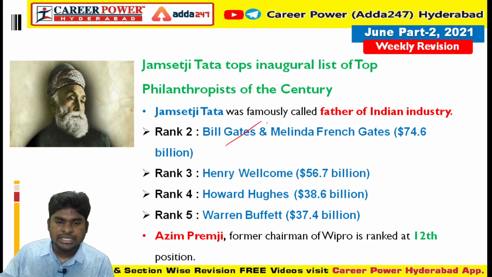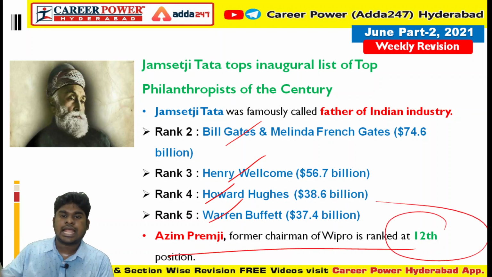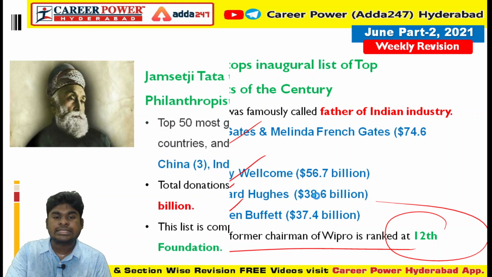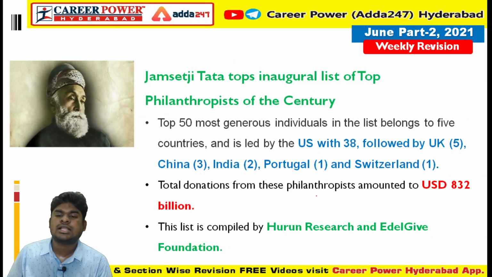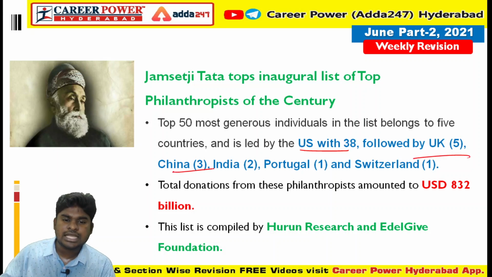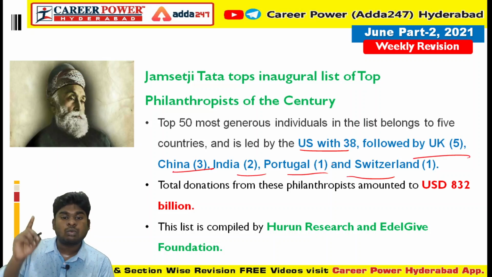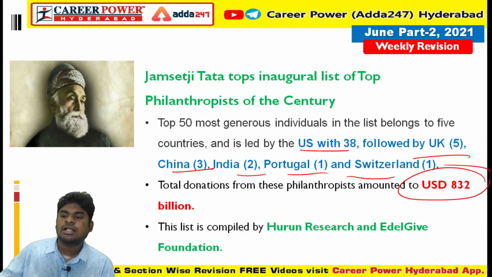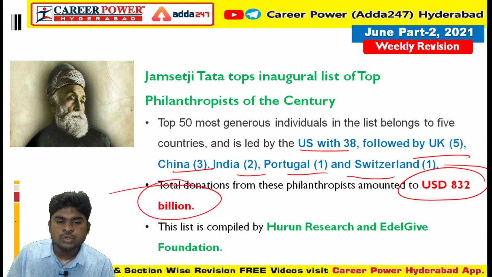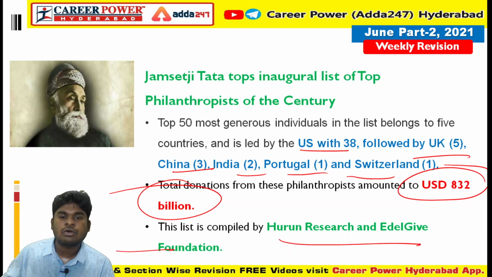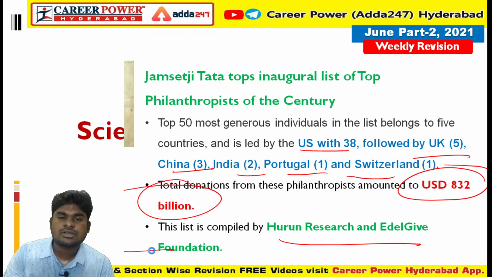Second rank is Bill and Melinda Gates, third is Henry Wellcome, fourth is Howard Hughes, fifth is Warren Buffett, and Azim Premji, one more Indian, is at 12th rank. If you see the top 50 generous individuals, the highest are from the USA with 38, followed by UK 5, China 3, India 2, Portugal 1 and Switzerland 1. The total donations given by all these 50 members are $832 billion. This list is compiled by the Hurun Research and the Edelweiss Foundation. According to this list, Jamshedji Tata is the top philanthropist of this century.